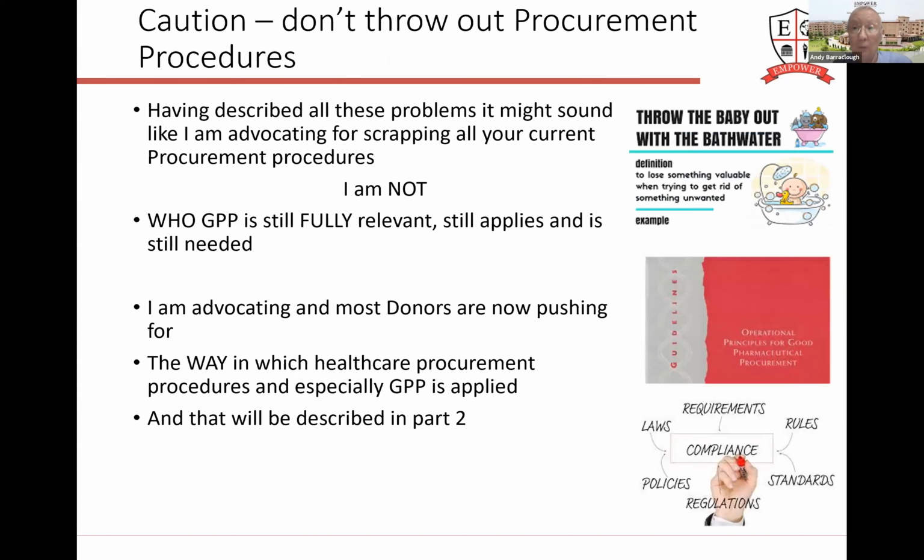Now, I've given you a whole pile of problems and issues. So it sounds like I'm saying, throw out the whole of procurement and let's do something else. I'm not. What I'm saying is we need to change the way we do procurement. The good procurement practice from WHO is entirely appropriate, entirely needed, entirely useful. It's the way in which we implement it that we have to think about changing. And I'll talk about that in part 2. But now it's time for questions.